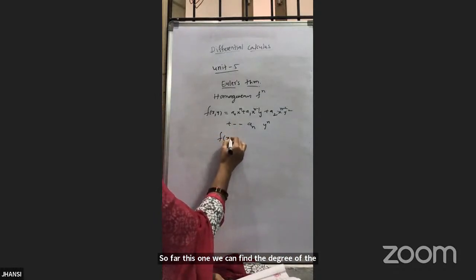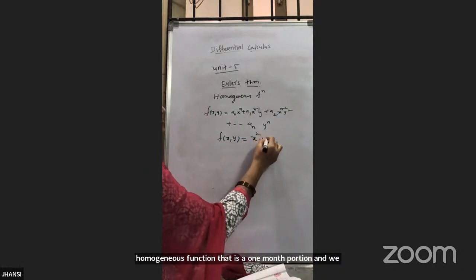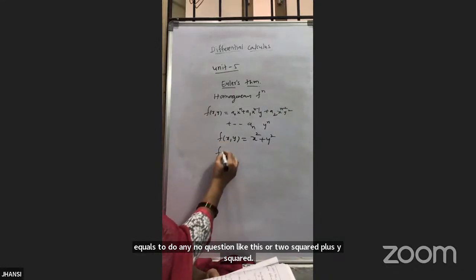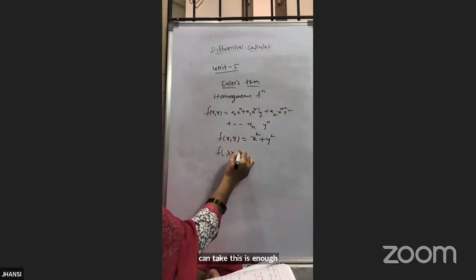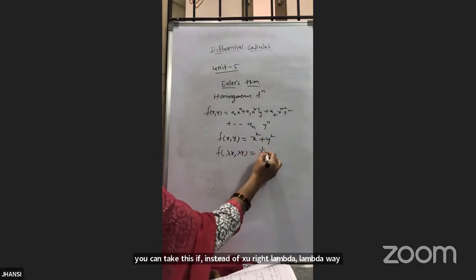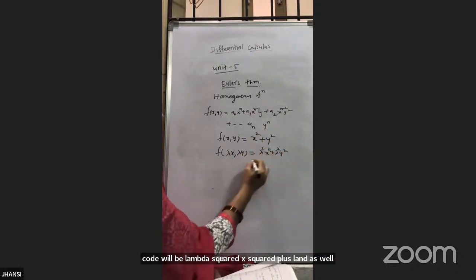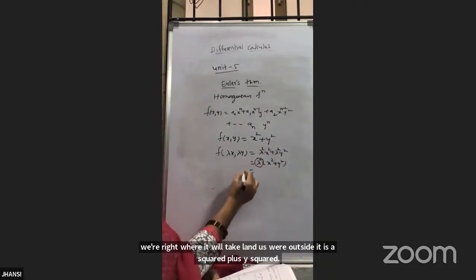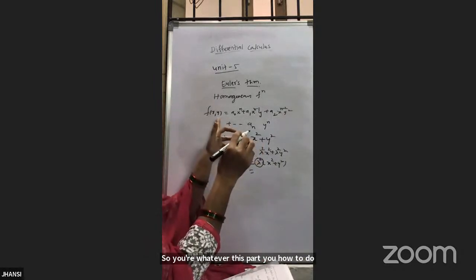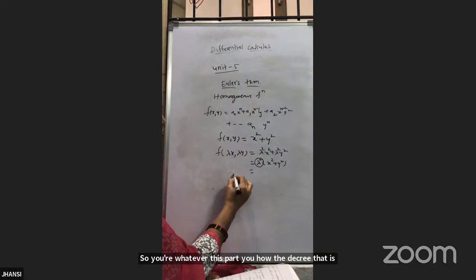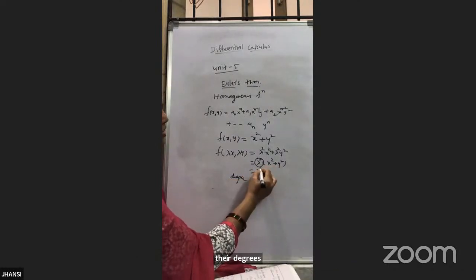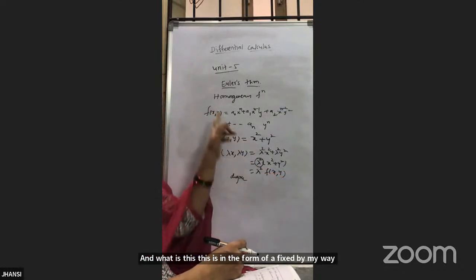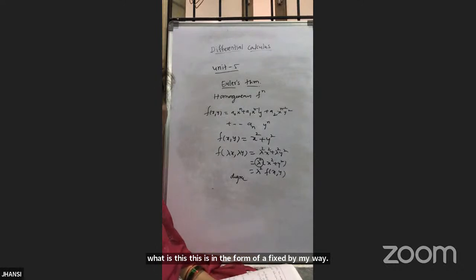If f of x comma y is given in the question as x square plus y square, for solving the problem you can write lambda x instead of x and lambda y instead of y. So it will be lambda square x square plus lambda square y square. If you take lambda square outside, it is lambda square times x square plus y square. Whatever power of lambda you have outside is called the degree of the homogeneous function. So here the degree is 2. Whenever you can write a function like this, that type of function is called a homogeneous function.